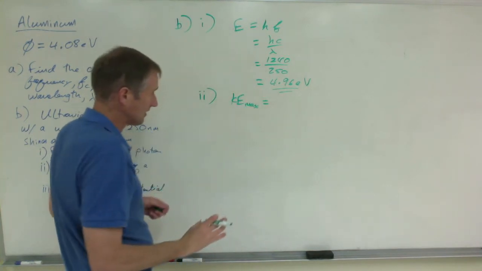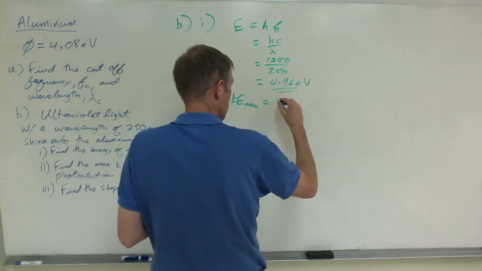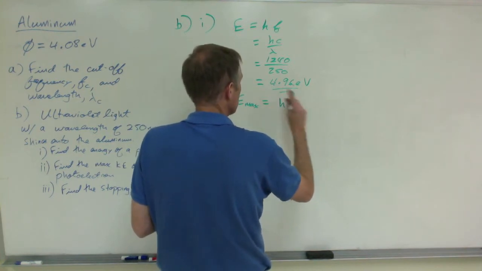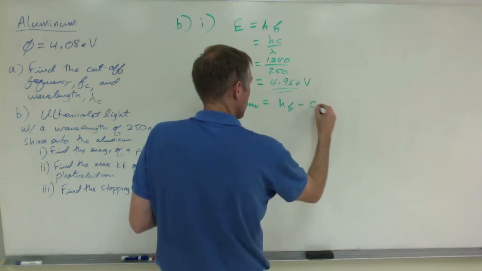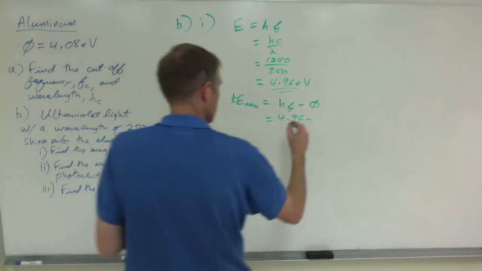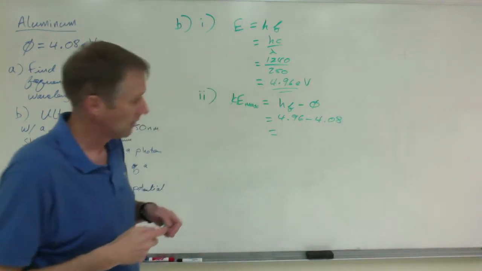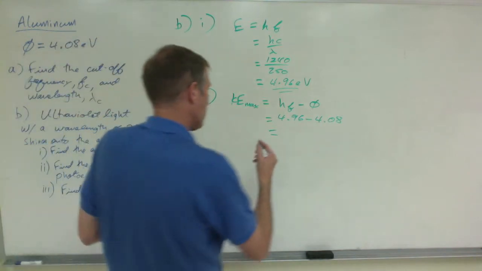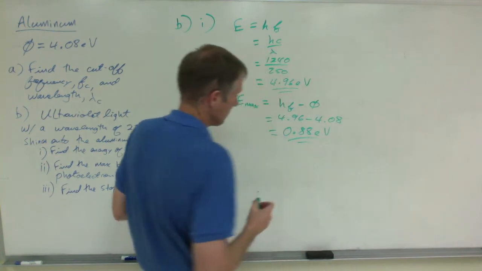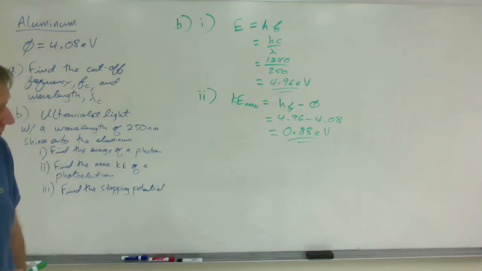KE max, which does sound like a shampoo name. Ooh, I need some KE max. That's going to be, what did I say? It's going to be the energy of the photon, which is hf, we just figured that out to be that, minus phi. So 4.96 minus 4.08, phi phi pho fum. And that comes out to be 0.88 electron volts. Way cool.